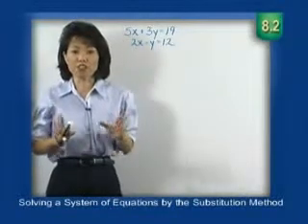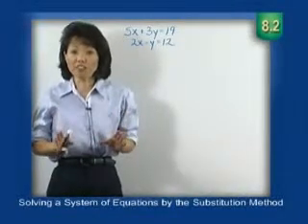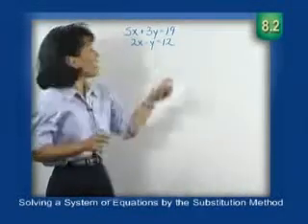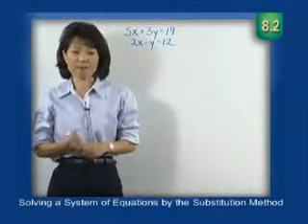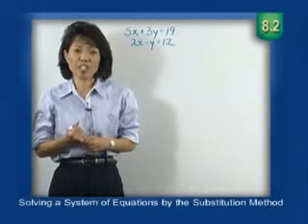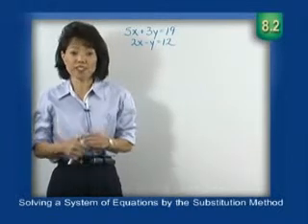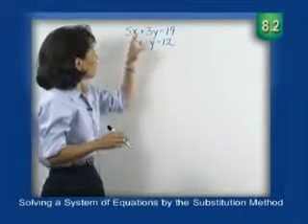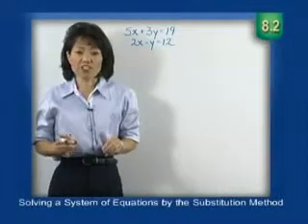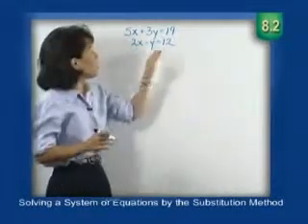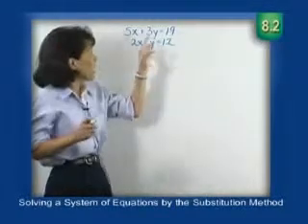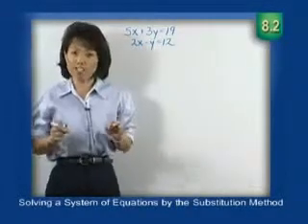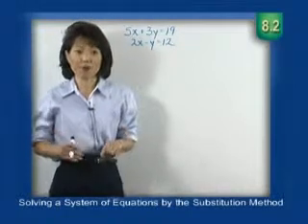Remember, to solve a system, what we're looking for is an ordered pair that satisfies both these equations at the same time. Now, in this section, we're going to look at what's called the substitution method. And what that means is we're going to look at both of our equations and determine which one of these equations would be easier to take and solve for a particular variable, either x or y.